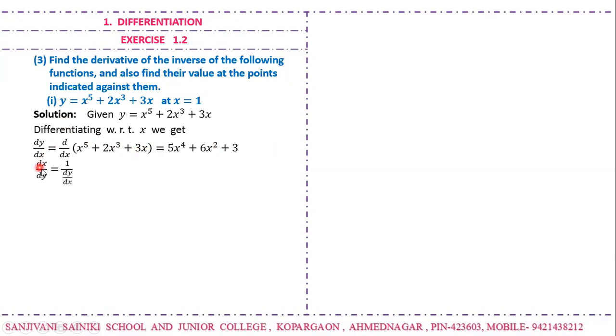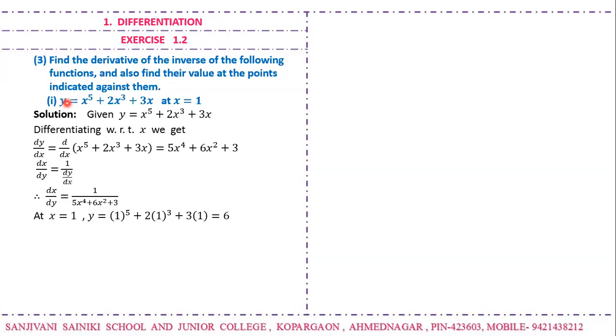Now we have the derivative of the inverse function dx upon dy is 1 upon dy by dx. So dx upon dy is 1 upon 5x raised to 4 plus 6x raised to 2 plus 3. But we want the derivative of the inverse function, and they have given the value at x is equal to 1. So we will put this x is equal to 1 in the given function.